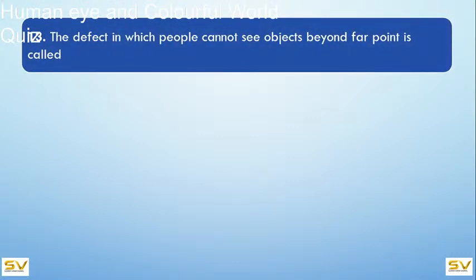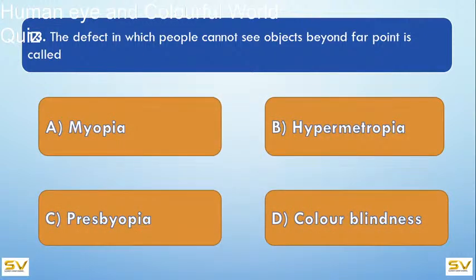The defect in which people cannot see objects beyond far point. Is it myopia, hypermetropia, presbyopia, or color blindness? So the defect in which people cannot see objects beyond far point. Is it myopia, hypermetropia, presbyopia, or color blindness?